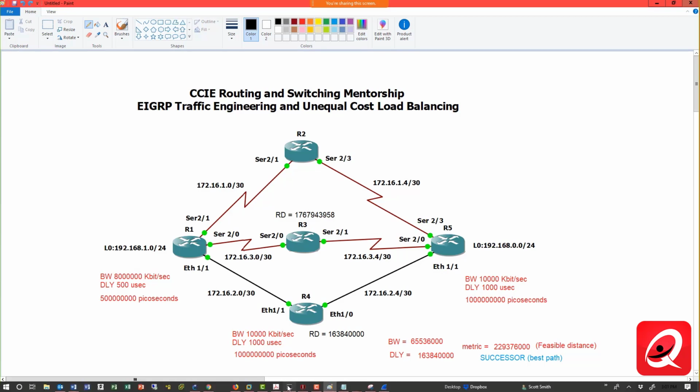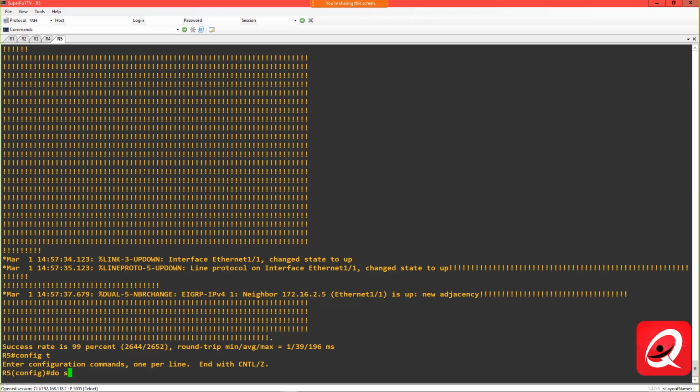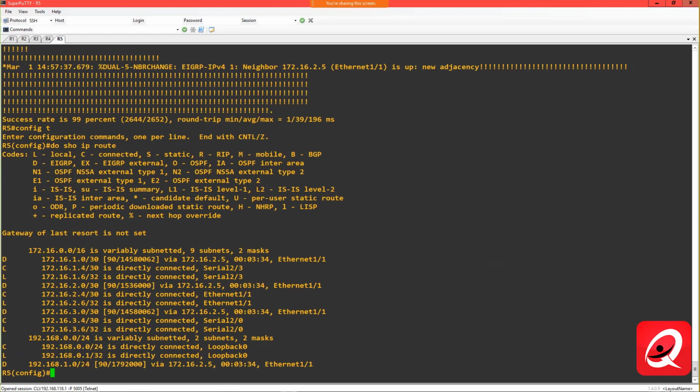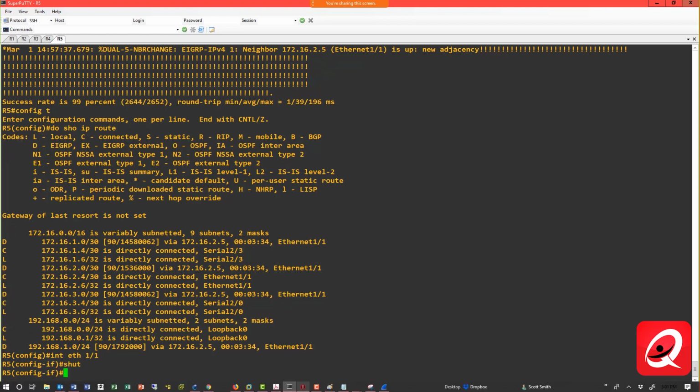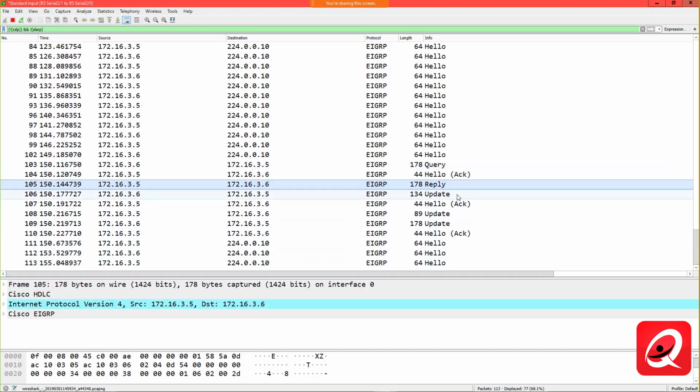Let's go into our router 5 and config T. Let's just do a quick show IP route just to make sure we're using the correct route in this particular case. And we are. We're going out of Ethernet 1.1. So I'm going to go into interface Ethernet 1.1, and I'm going to shut down that interface. Now what I should see in this particular case is a query, and then I should get a reply.